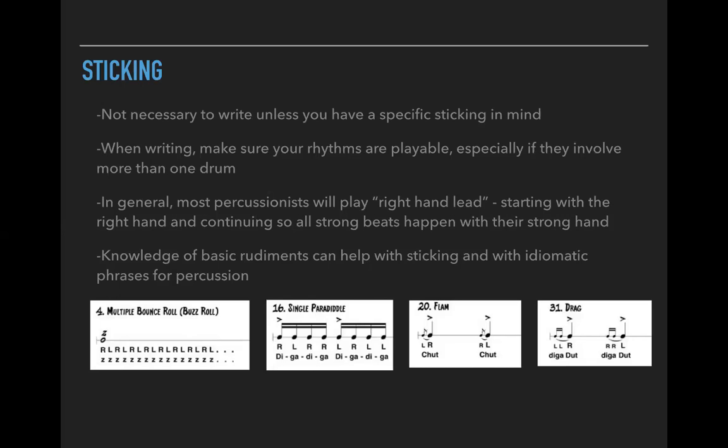Okay, in terms of sticking, and this is where we're getting into a bit of rudiments, right? It's not technically necessary to know stickings unless you have a really specific thing in mind. So especially if you have one player playing multiple instruments, well, this can be really useful to know a paradiddle, for instance, or double strokes, or flams, or drags. These are really useful elements of music that will help the player get around and make very specific techniques happen. Make sure you know the rhythms are playable, especially if they involve more than one drum.